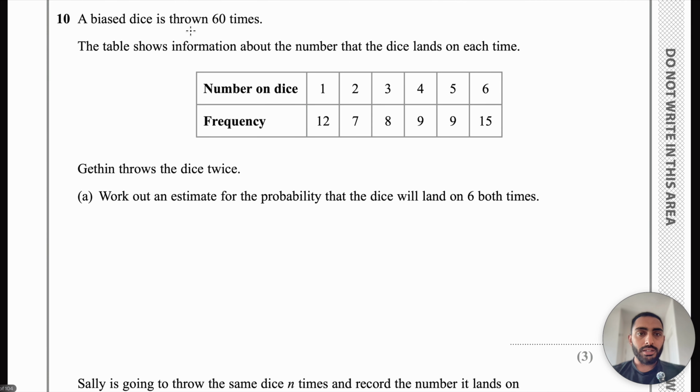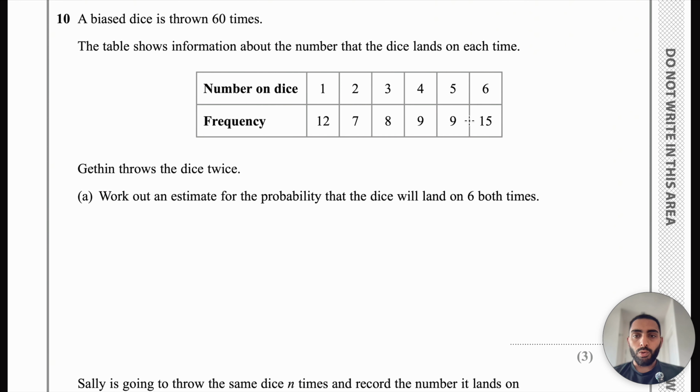Question 10. A biased dice is thrown 60 times. Bias just means the probabilities are not equal. It's not a fair dice. The table shows information about the number that the dice lands on each time. Gethin throws the dice twice. Work out an estimate for the probability that the dice will land on 6 both times.